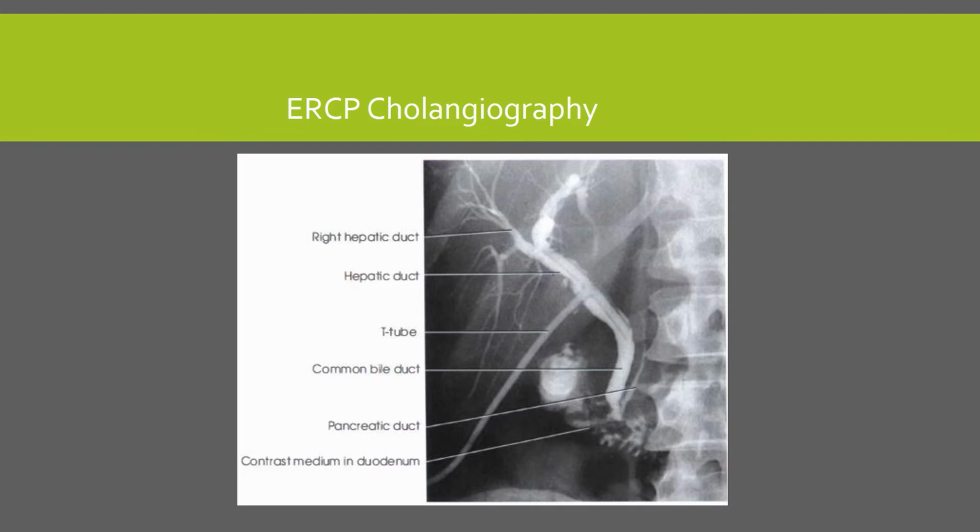ERCP, endoscopic retrograde cholangiography, and there's also intraoperative cholangiography. It demonstrates the hepatic ducts, common hepatic duct, cystic duct, and common bile duct. And so it just visualizes the ducts of the liver and the gallbladder.